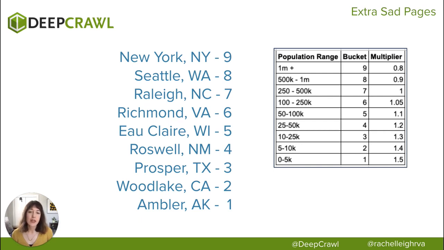So you can see here that the multiplier value for 9 bucketed cities is 0.8. So each click is only worth 0.8 of a click, whereas 1 bucketed cities are assigned a click value of 1.5. And we'll see how this plays out here in a minute.